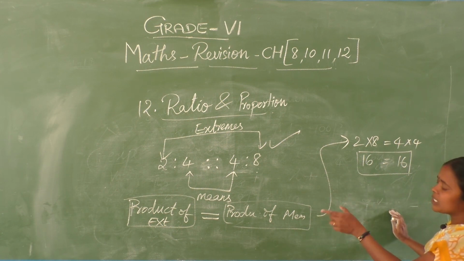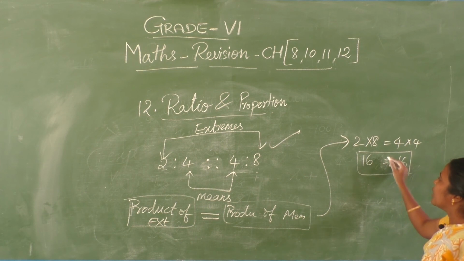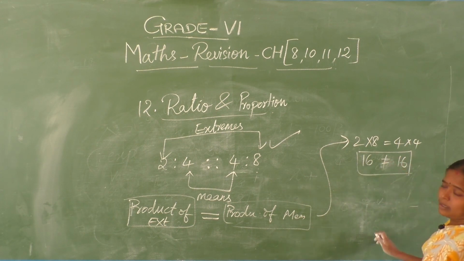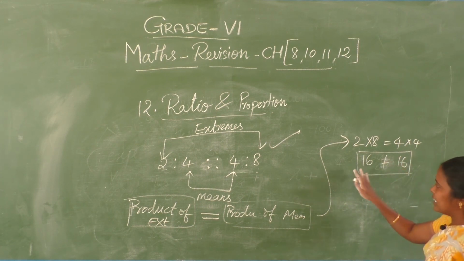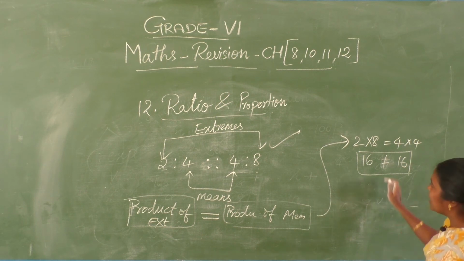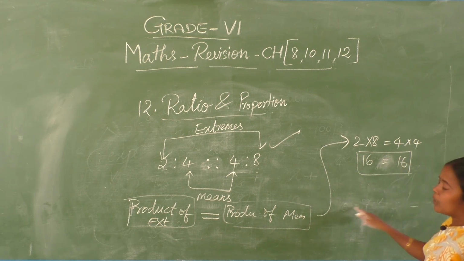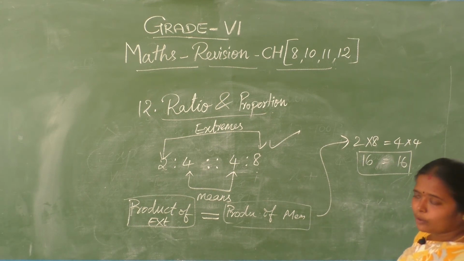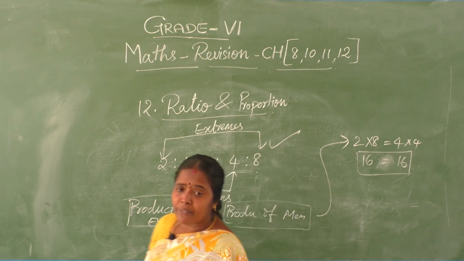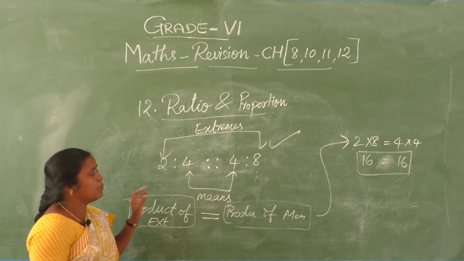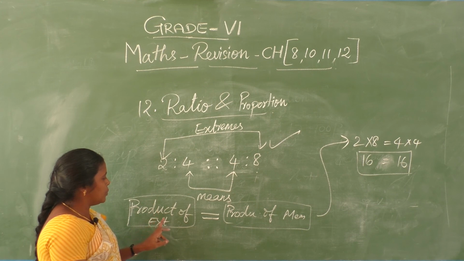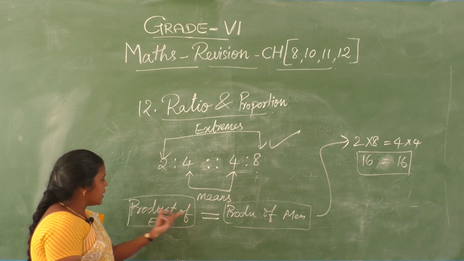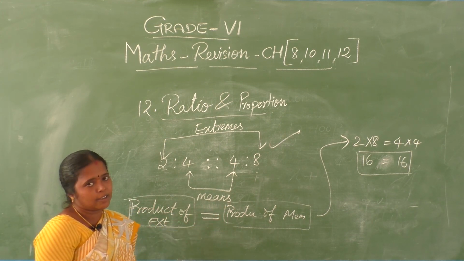Suppose while checking using this formula you get unequal answers. At that time, how do you give the answer? The given ratios are not in proportion. You have to finish the statement like that. So for checking whether two ratios are in proportion or not, you have to use this formula: product of extremes equals product of means.